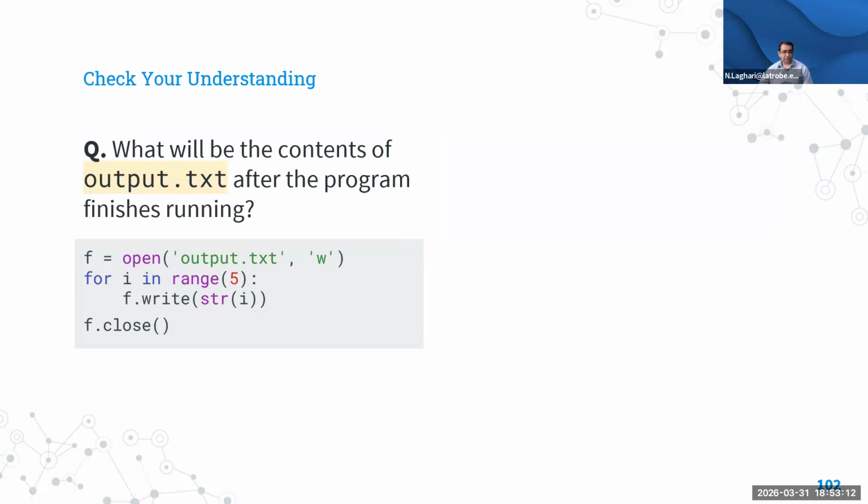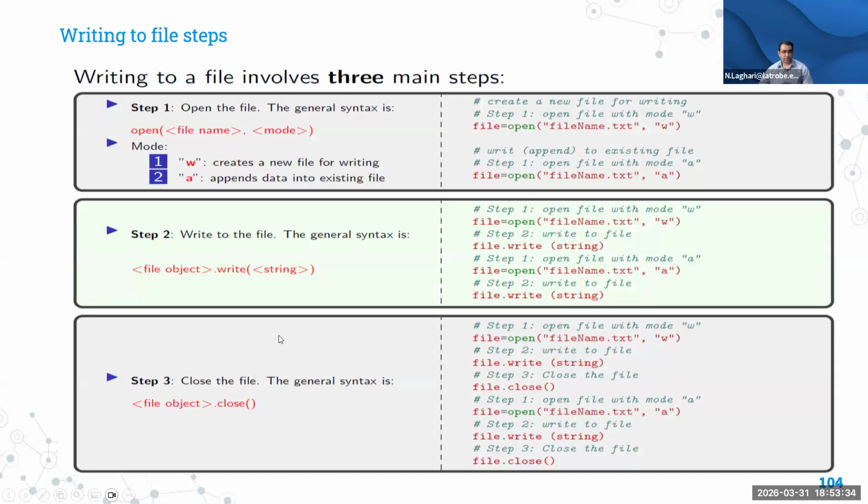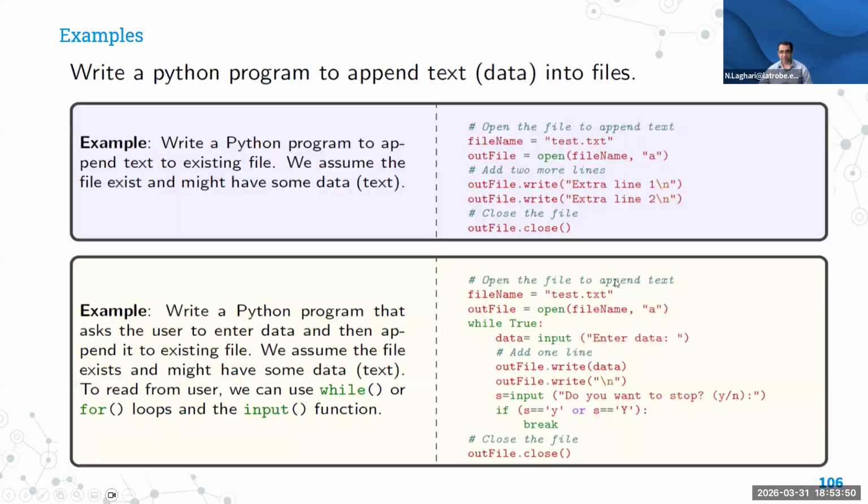And what would be the content of output.txt after the program finishes running? It'll be 0, 1, 2, 3, 4, because we are not closing it until it keeps writing to the file. So writing again involves three main steps: you open the file, you write to the file, and you close the file. All right, so these are some examples. You can have a look at them later.